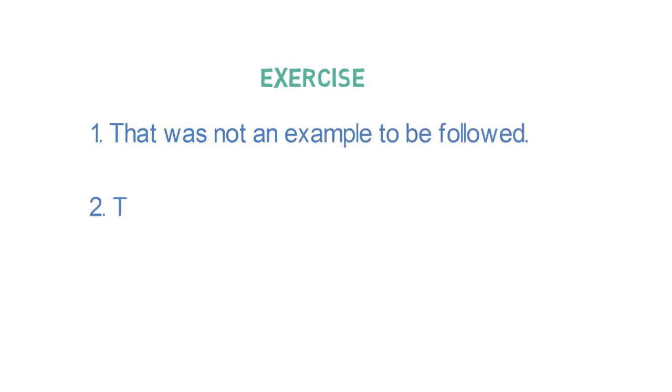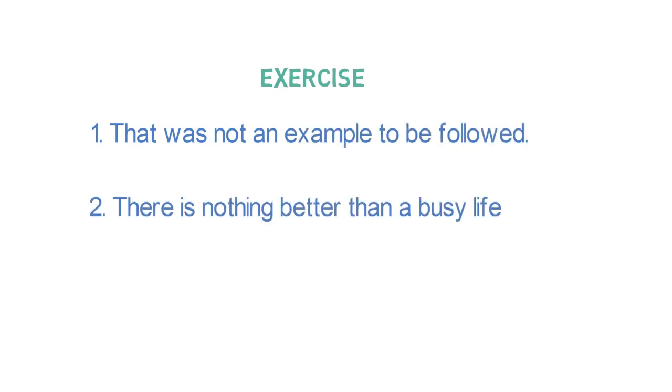Let me give you an exercise. Here you have to convert assertive sentence to interrogative sentence. The sentences are: First, that was not an example to be followed. Second, there is nothing better than a busy life. Third, no one likes bad order. Please message me the answer in the comment section. I will be waiting. That's all in this video.